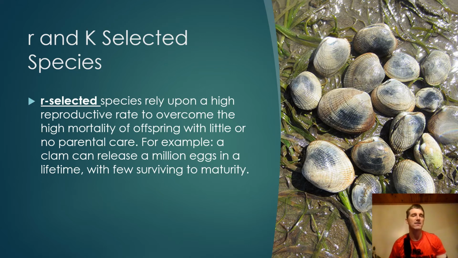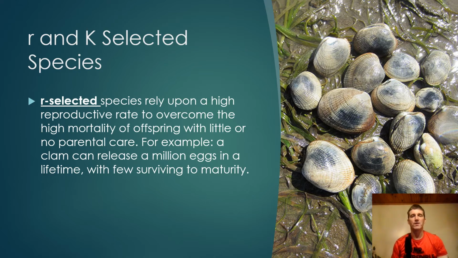A big part of population growth is reproduction and the ability of a species and individuals to replace themselves. There's a couple terms here that I want to take a moment to discuss. That's R and K selected species. So an R-selected species are species that rely on a really high reproductive rate to overcome high mortality rates. There's very little investment in the young, and they just produce a whole lot of young with the hope that a few of them will survive.